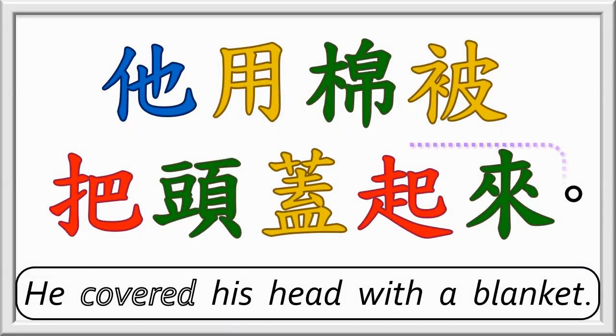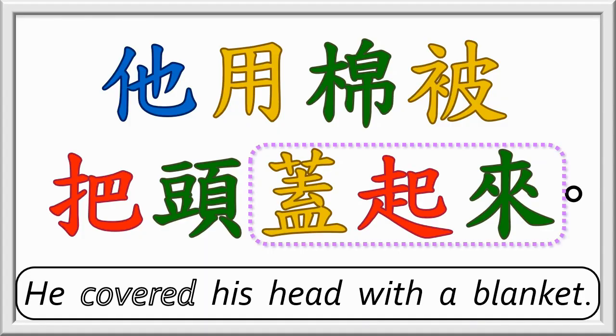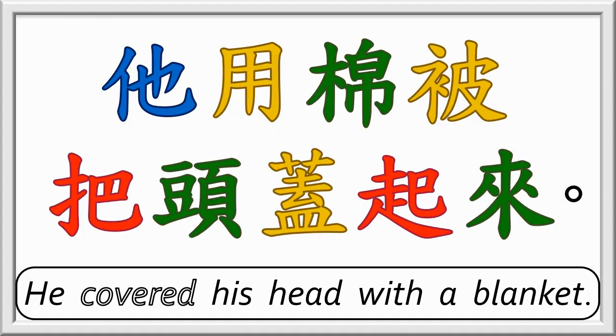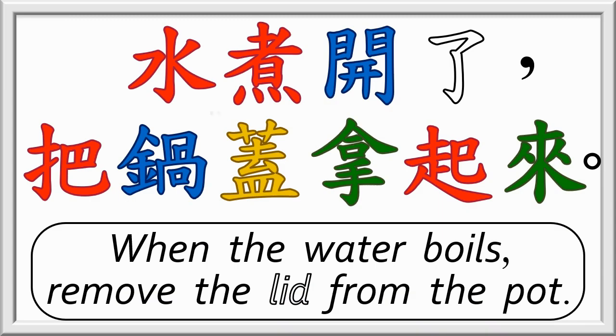This idea of covering a pot was extended to refer to covering or hiding anything, and eventually to completing the construction of a house by adding the roof, or in other words, building a house. 他用棉被把头盖起来. He covered his head with a blanket. 水煮开了，把锅盖拿起来. When the water boils, remove the lid from the pot.